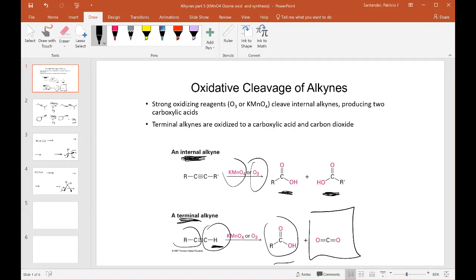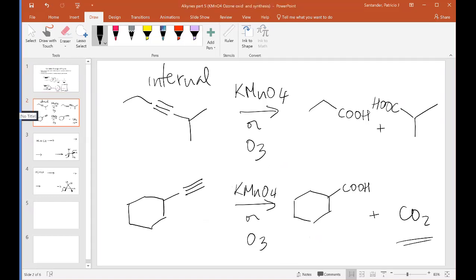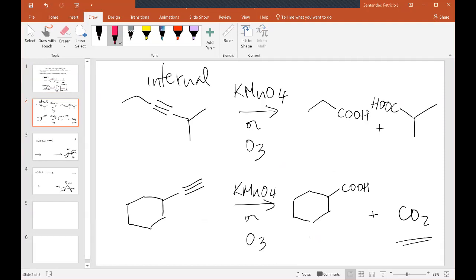So let's see a couple of examples of that with specific molecules. In this next slide, this is an internal alkyne, right? Internal, because we have two sp hybridized carbon atoms, and none of them has a hydrogen atom attached, and the result will be that this carbon atom here will become COOH, right? And then the other carbon atom there also will become COOH.